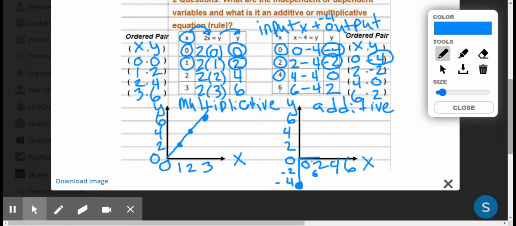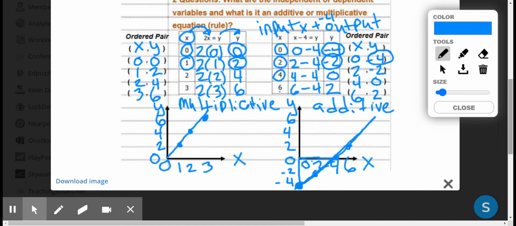And when x is 4, going all the way over, y is 0. And when x is 6, y is 2. And those, when connected, will also give us a linear relationship, or it'll create a straight line when we graph the function.